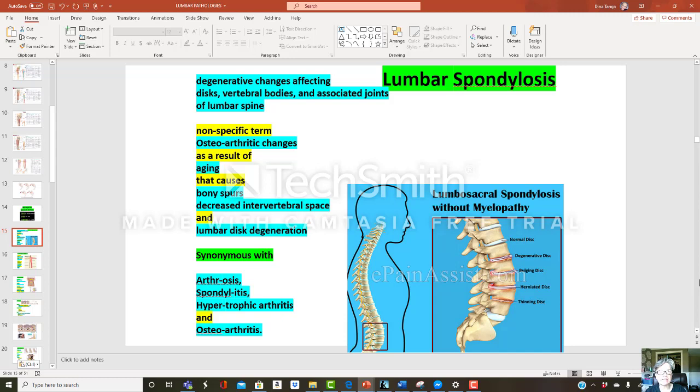Spondylosis: degenerative changes affecting the disc, lumbar bodies, and associated joints of the lumbar spine. Non-specific term, osteoarthritic changes as a result of aging that cause bony spurs, decrease in intervertebral space, and lumbar disc degeneration. Synonymous with arthrosis, spondylitis, hypertrophic arthritis, and osteoarthritis. So that's spondylosis.